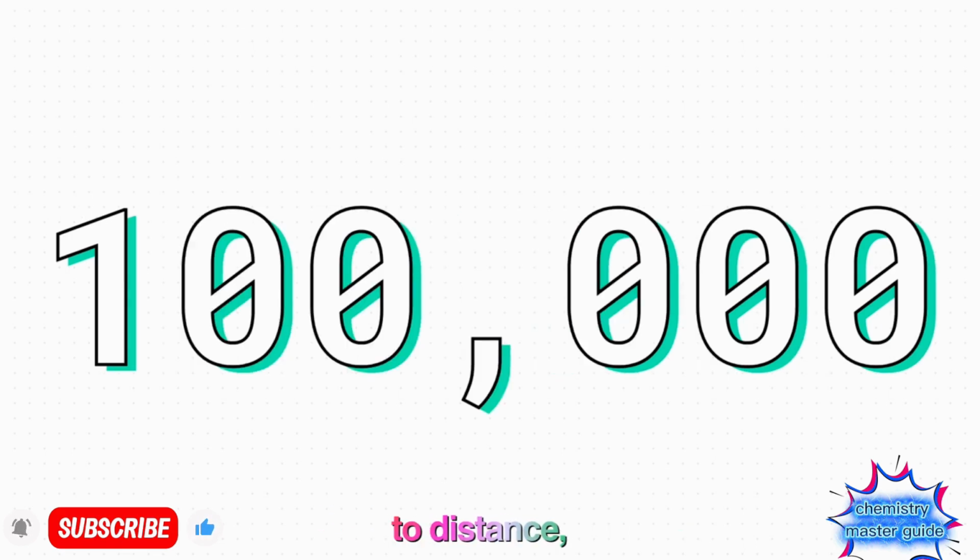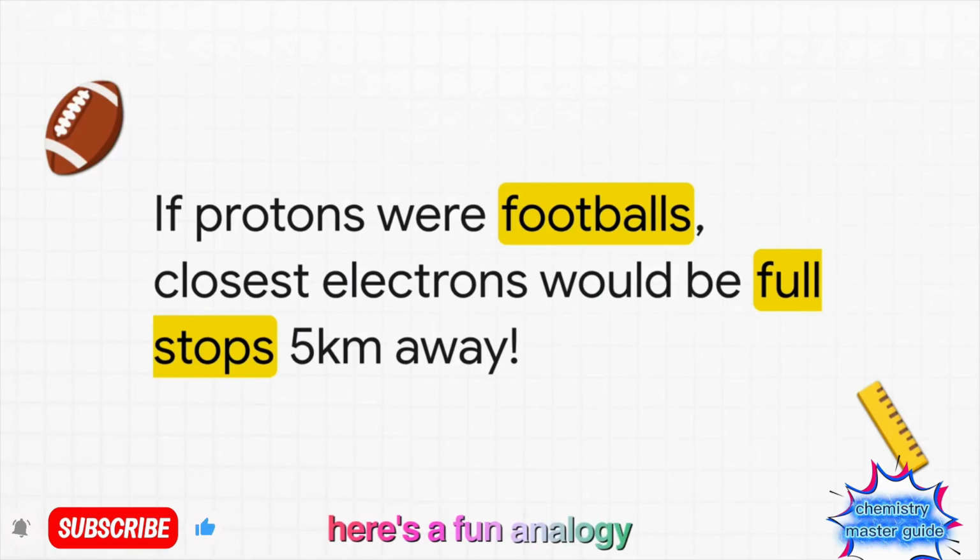And when it comes to distance, the scale is equally staggering. The radius of the entire atom, reaching all the way out to those furthest electrons, is about 100,000 times larger than its central nucleus.